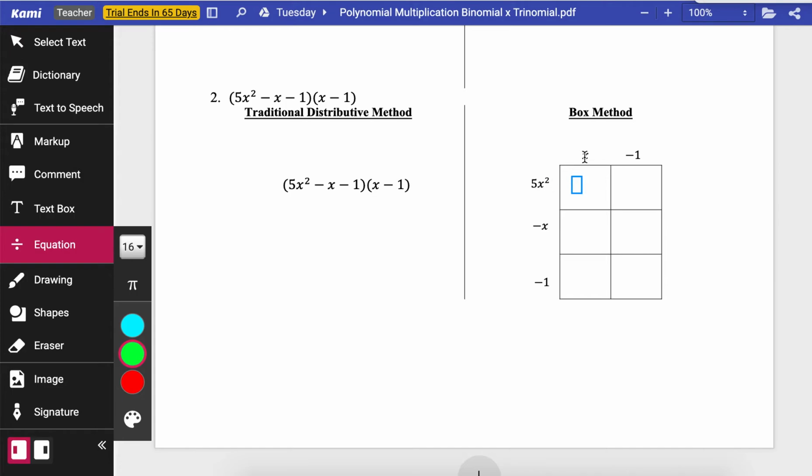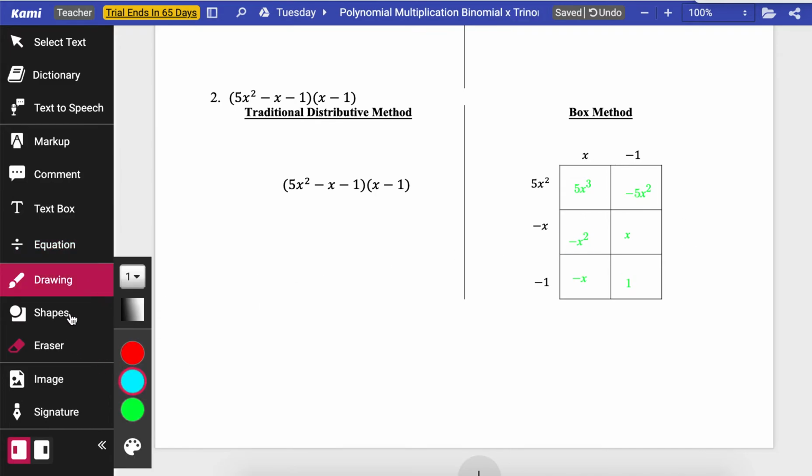So 5x squared times x is 5x to the third. 5x squared times negative 1 is negative 5x squared. Negative x times x is negative x squared. Negative x, or negative 1x times negative 1 is positive 1x, or positive x. Then we have negative 1 times x, and negative 1 times negative 1 makes positive 1.